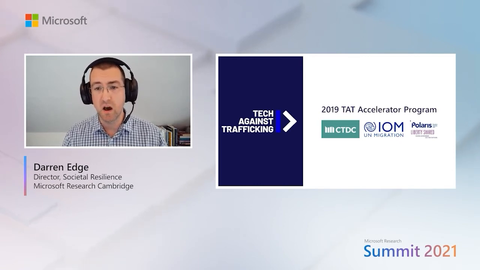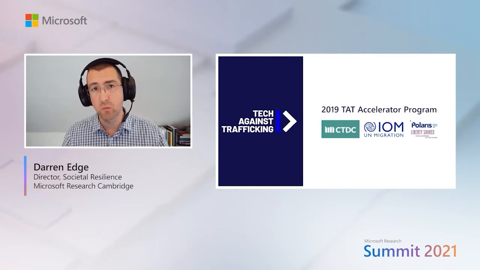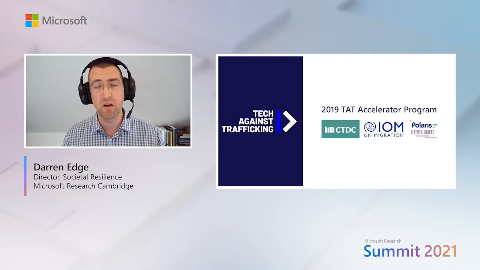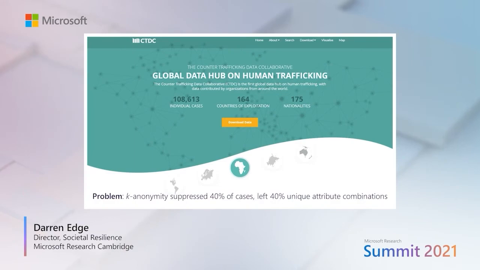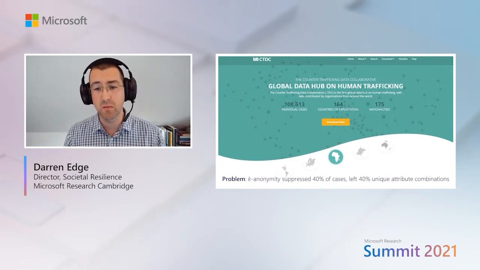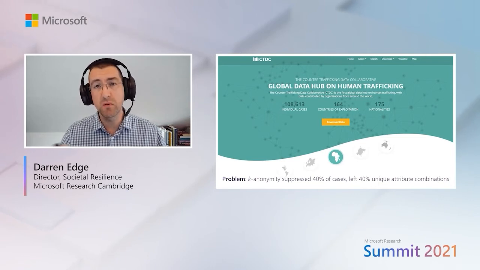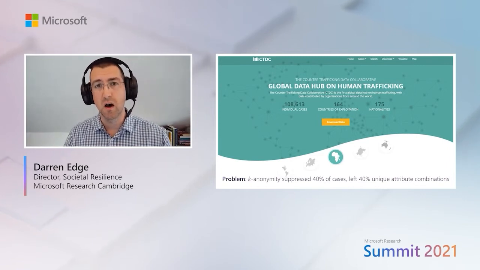So CTDC is run by IOM, the UN Migration Agency, and it pools data from IOM, Polaris, Liberty Shared, and others to create the world's largest database on identified victims of trafficking. And a subset of this data is made available through the CTDC website after it's been de-identified and anonymized using a technique called K-anonymity. And the problem that CTDC were experiencing is that this suppressed 40% of the cases in their database. And of the remaining cases, if you look at the attribute combinations that were left, 40% of those were unique, and potentially linkable to unique individuals in the world.